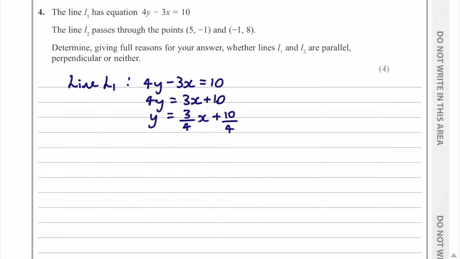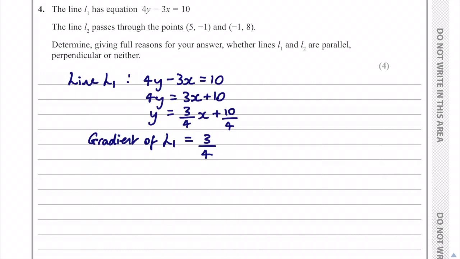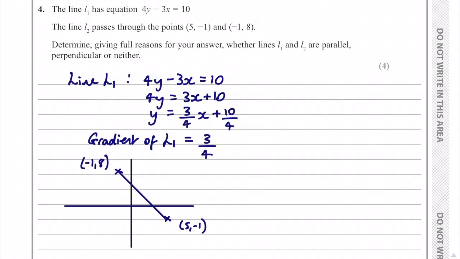So from this equation I can see that the gradient of L1 is equal to 3/4. Now in L2, instead of giving us the equation, they've given us 2 points that pass through the line. So what we can do is work out the equation from these 2 points. So I'm going to draw a quick little sketch of where these points will roughly be. So we're going to have 5, -1, which would be somewhere here. We're going to have -1, 8, which would be somewhere up here. We can then draw a straight line connecting the 2 points, and then we can draw dotted lines going between the 2 points to work out the gradient.